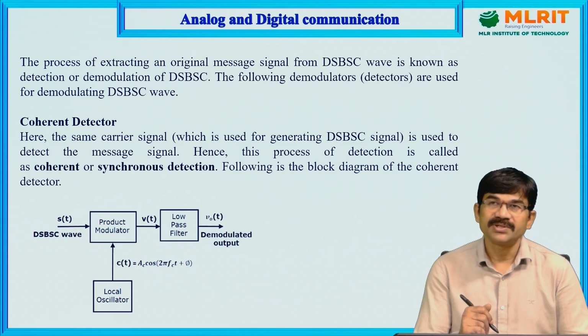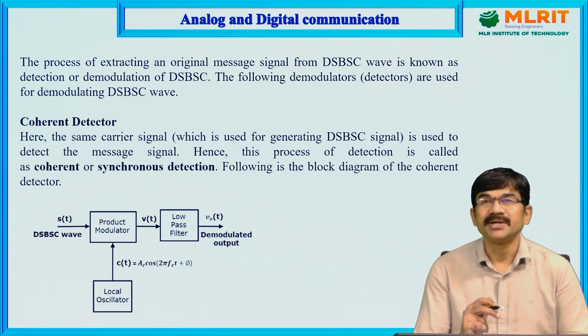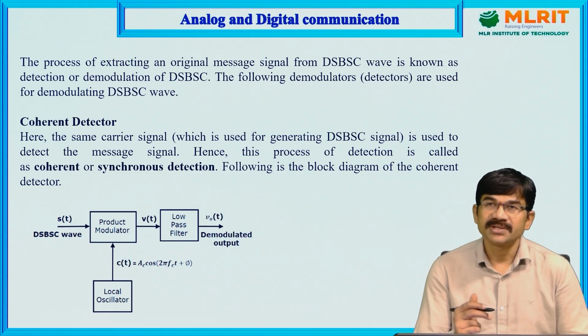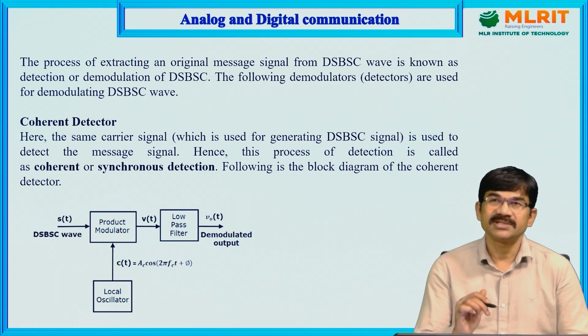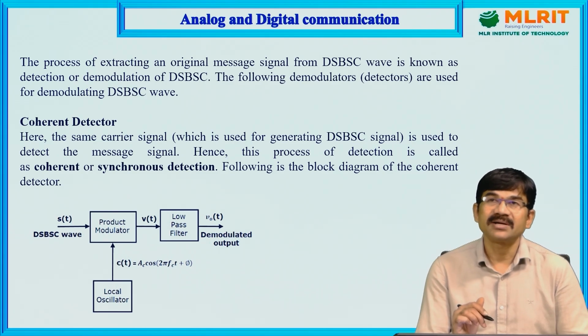The first demodulator we are using for extracting the original information from the received signal is the coherent detector. What is the meaning of coherent? Coherent means that the carrier frequency and phase we use at the transmitter, the same carrier we use at the receiver side, and that carrier we multiply with the received signal. So the carrier used at the transmitter side and the carrier used at the receiver side should be in phase and have the same frequency. That's why the name itself is given as coherent or synchronous detector.